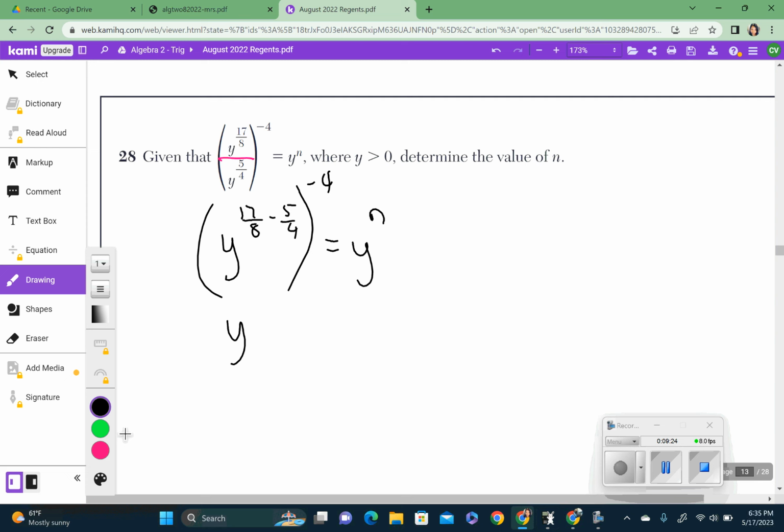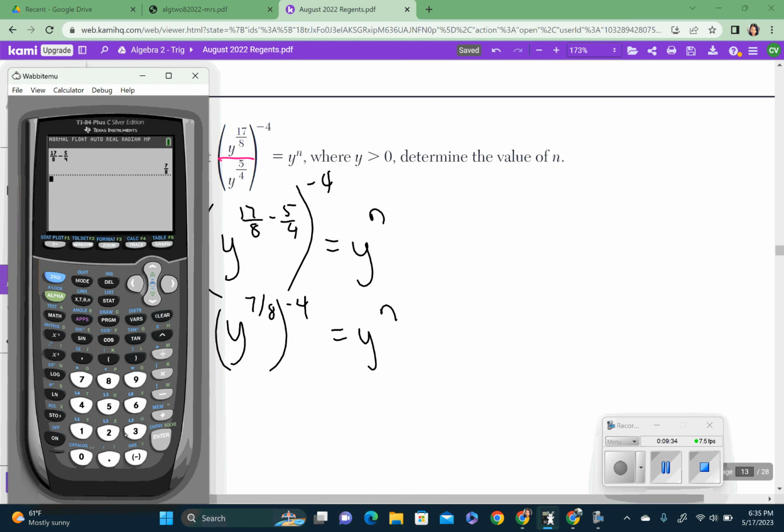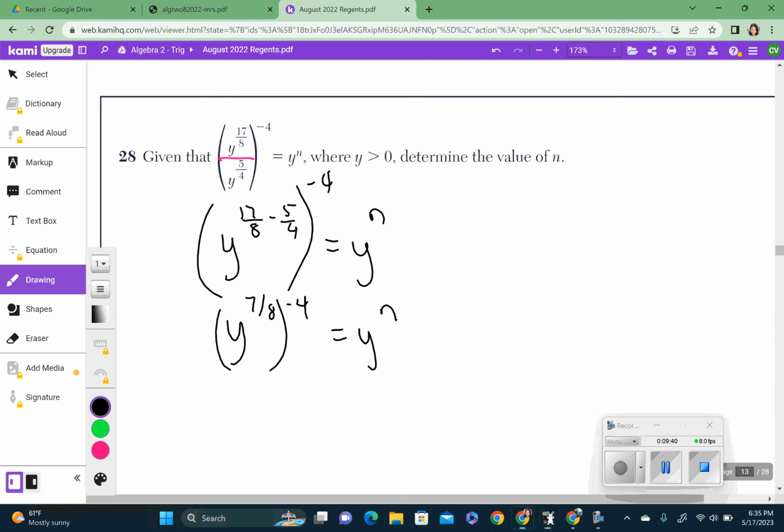So I have y to the 7/8 raised to the negative 4 power is equal to y to the n. When I have a power to a power, I'm going to multiply these two. So I'm going to take my calculator and multiply the 7/8 by negative 4. And when I do that, I get negative 7 over 2. So I have y to the negative 7 over 2 is equal to y to the n.